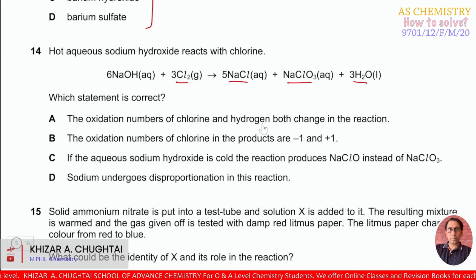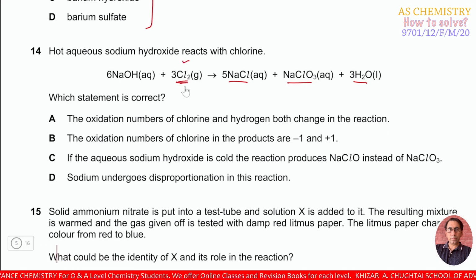Oxidation number of chlorine and hydrogen both change in this reaction? No. The oxidation state of chlorine changes only. This is an example of a disproportionation reaction. So the first one is the wrong one. Only chlorine changes its oxidation state, not the hydrogen.